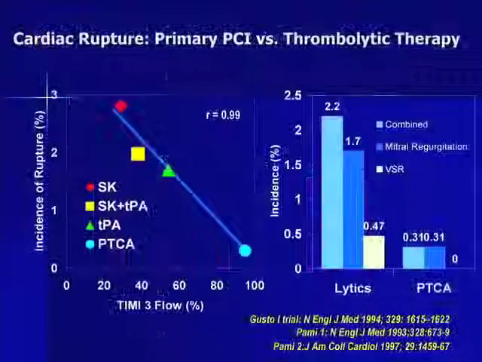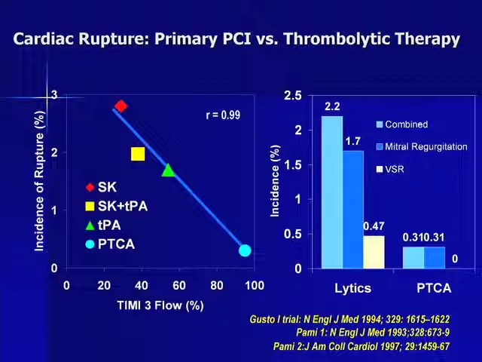This is data showing you the impact of reperfusion strategy, the ability to open up the artery, on rupture. So clearly, here's streptokinase. Here's streptokinase plus TPA. This is TPA, and this is primary PCI. We know that primary PCI is the most effective strategy in terms of opening up the artery. Streptokinase is the least effective. So as you go from the least effective to the most effective strategy, your likelihood of the complication of rupture decreases significantly.